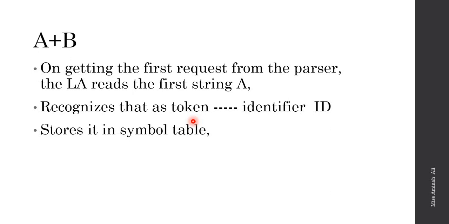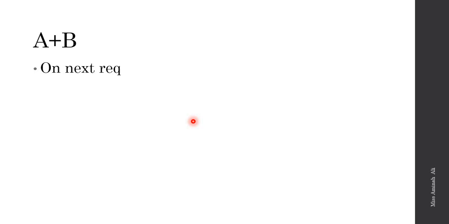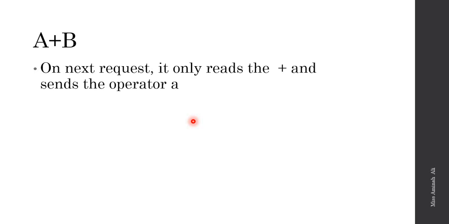So it means there will be certain information about the identifier a, and that would be stored in the symbol table, and after that it will send the token. What is the token? ID. ID means identifier, sent to the parser. What will be the next thing? On the next request, it only reads plus and sends the operator as it is as a token.